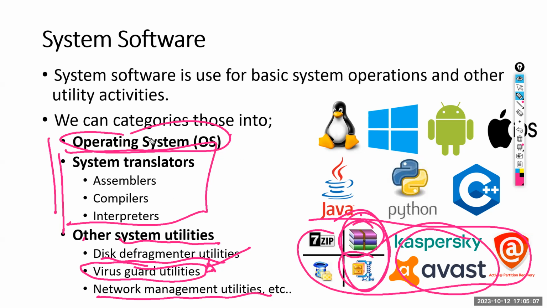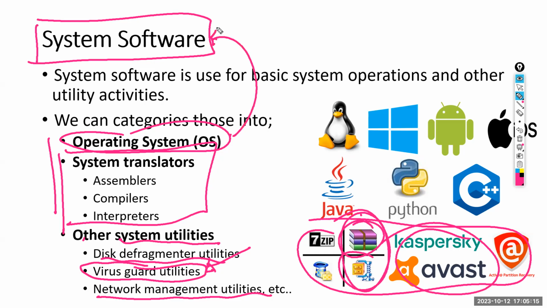Those are also part of the system software. Now you know three categories of system software. Obviously, the operating system is system software. System translators, we will be using these translators when we are doing programming and web development. Those are also considered system software.